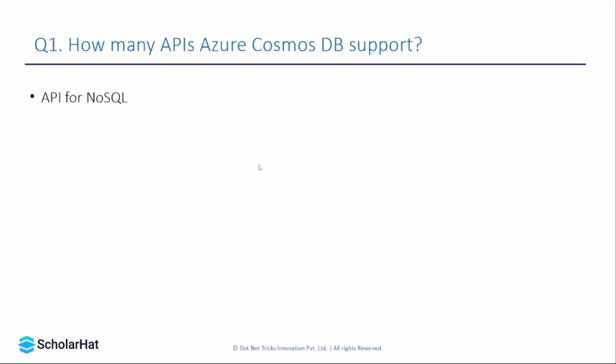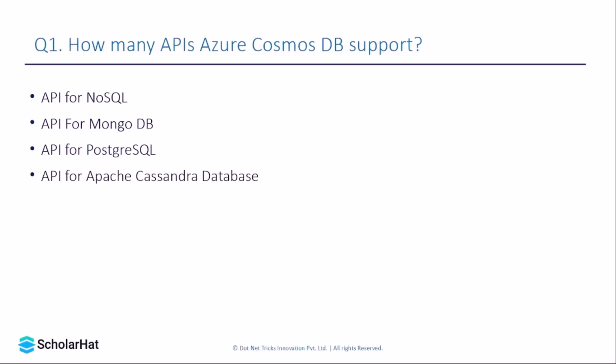Azure Cosmos DB supports API for NoSQL. It supports API for MongoDB. It supports API for PostgreSQL. It supports API for Apache Cassandra database. It supports API for Graph database, which is Gremlin. It also supports API for Table, that is via Azure Table. You can simply see that Azure Cosmos DB supports multiple APIs.